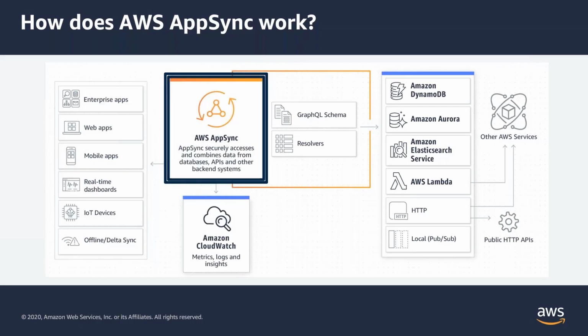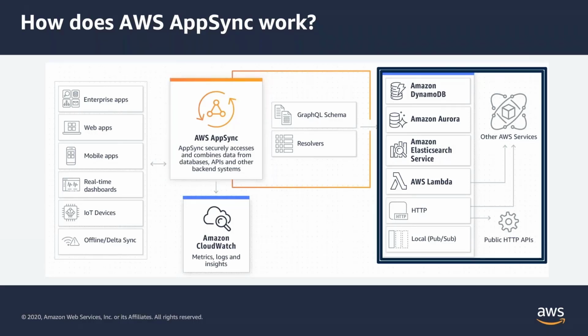AppSync allows you to power applications with the right data from one or more data sources at global scale. It simplifies application development by letting you create a flexible API to securely access, manipulate, and combine data from one or more data sources. That can be databases or other APIs. AppSync APIs can access data directly on DynamoDB NoSQL tables, Aurora serverless databases, or Elasticsearch clusters. Applications can access anything in your account using Lambda functions or even REST APIs with HTTP resolvers.